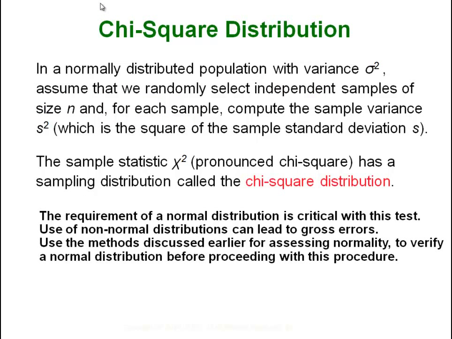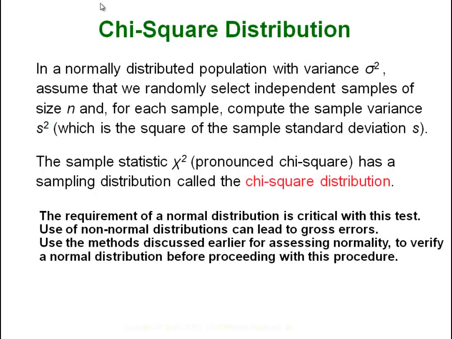If we have a normally distributed population, and that population has a variance, we'll call it sigma squared. Let's assume that we just randomly select independent samples of size n from that population. So we keep sampling over and over again using good sampling techniques, right? We're making simple random samples of size, let's say 20, over and over. And for each one of those samples, we're going to compute the variance, and we'll call that now s squared. If we were to graph that distribution, that sampling distribution will have a chi-squared distribution.